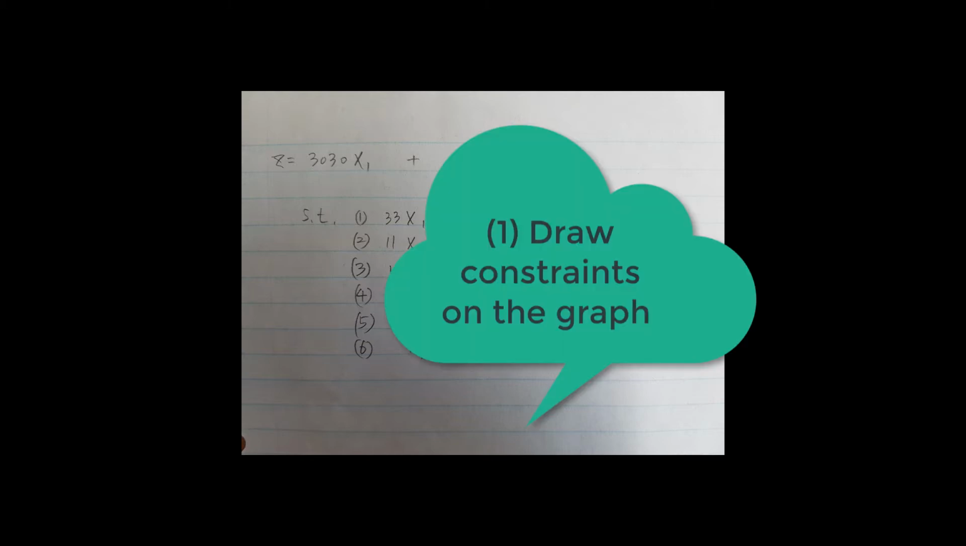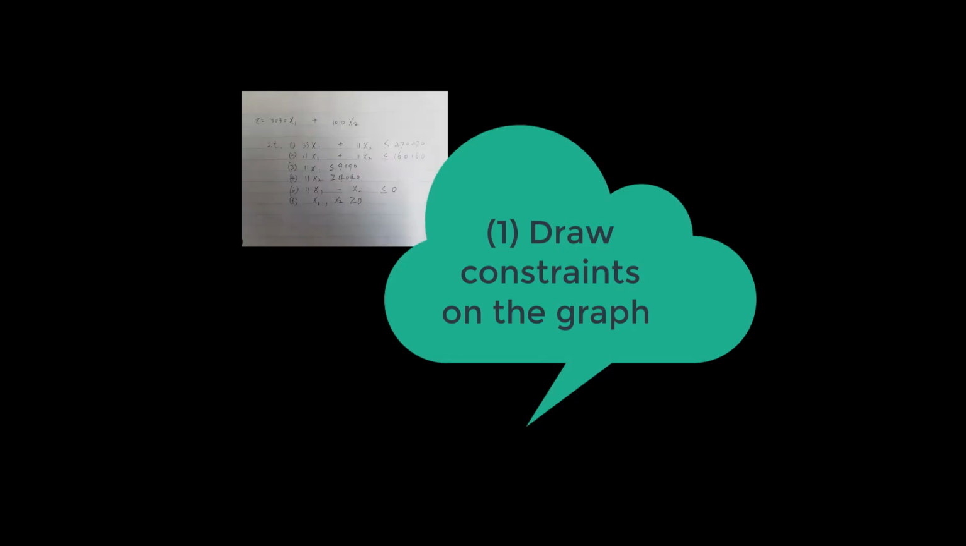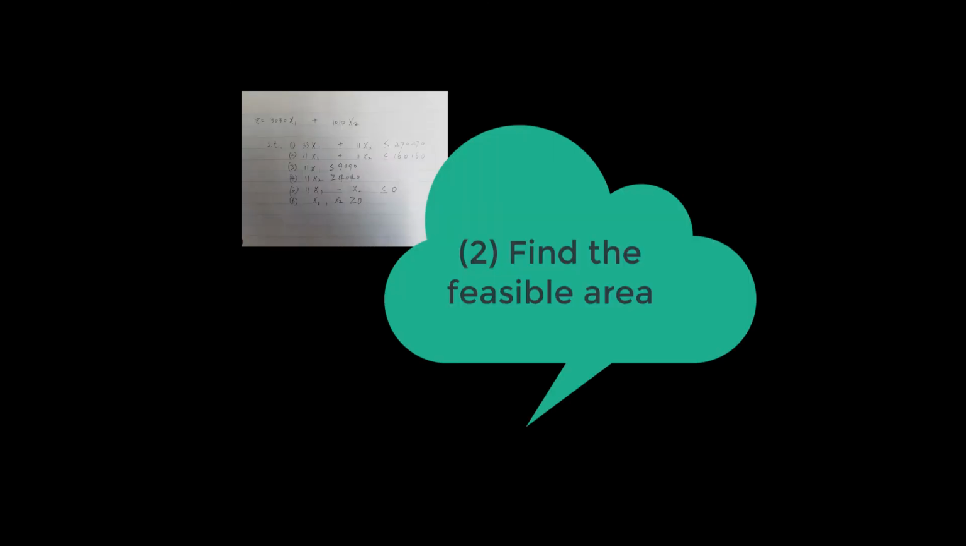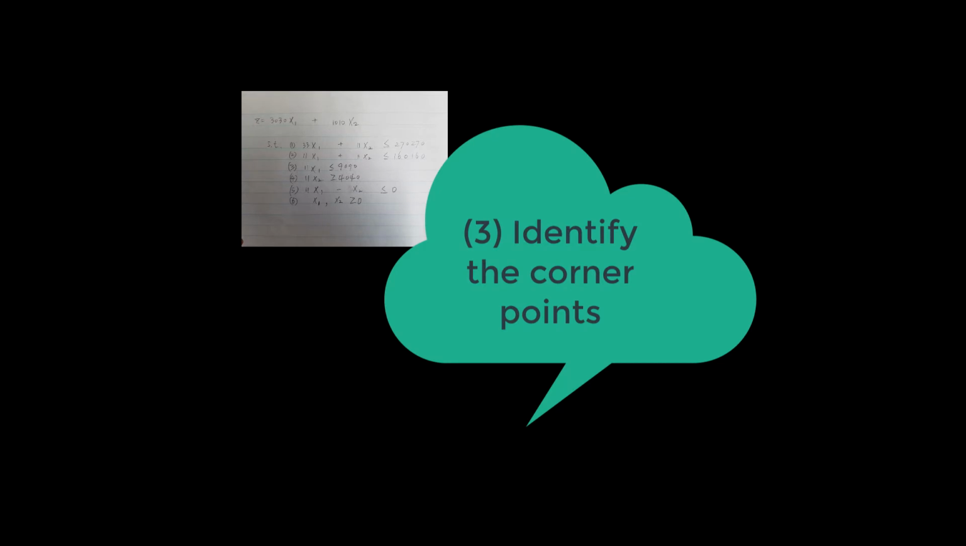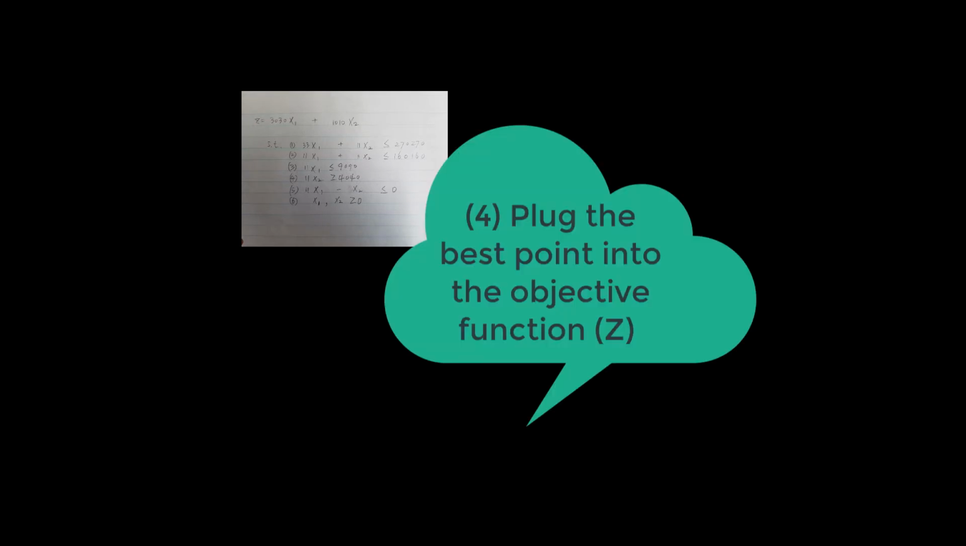So how should we solve this question? The method that I recommend is first you want to draw the constraints on the graph and find out the feasible points or feasible areas, and then you want to find the corner points and afterward identify which point will maximize or minimize the objective function. So that's the way to go.